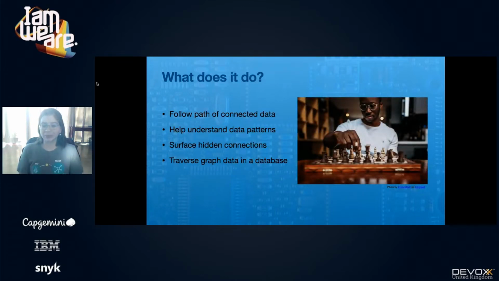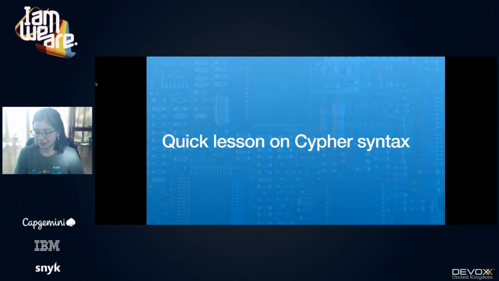So what was Cypher created to do? What's its goal? It's really about following the path of connected data, helping to understand graph data patterns, surfacing those hidden connections, because traversing entities and relationships is not something that every query language does. And sometimes those relationships aren't apparent unless you go out and search for them. That's what Cypher is designed to do. It's designed to traverse graph data in a database. That's why it was built, to help performance for these kinds of traversals, for uncovering data patterns in a graph.